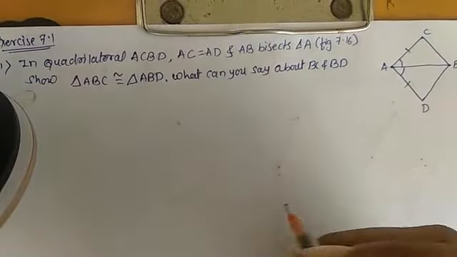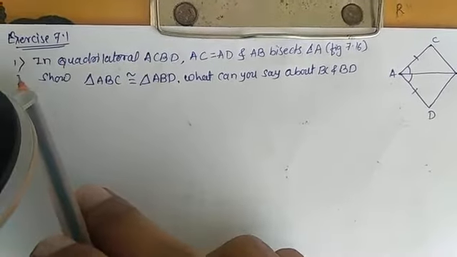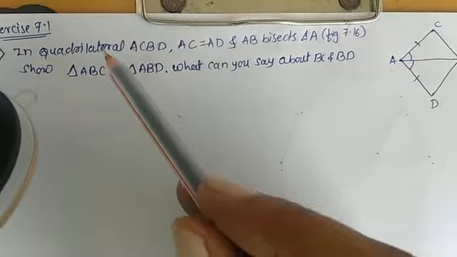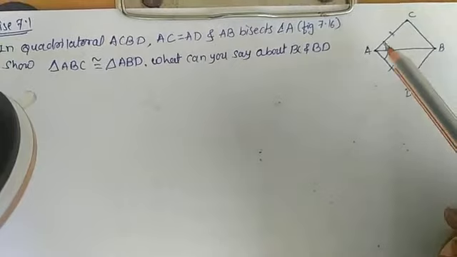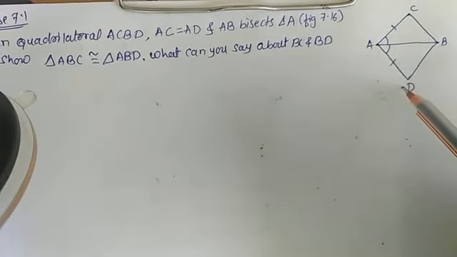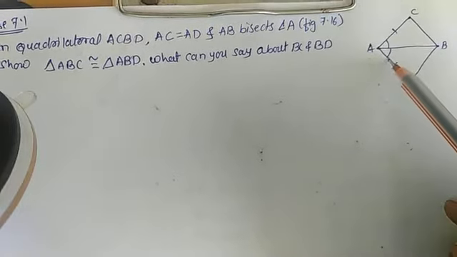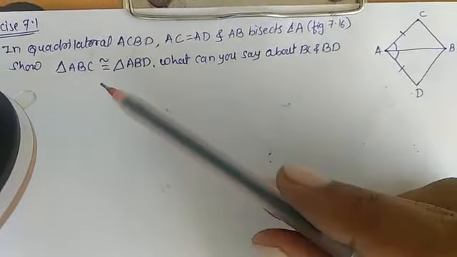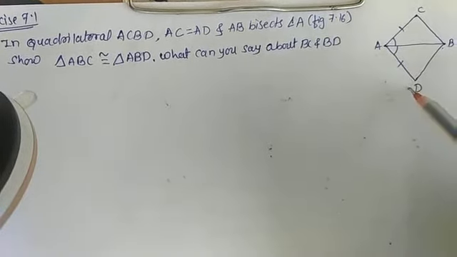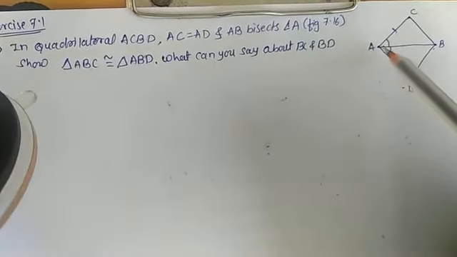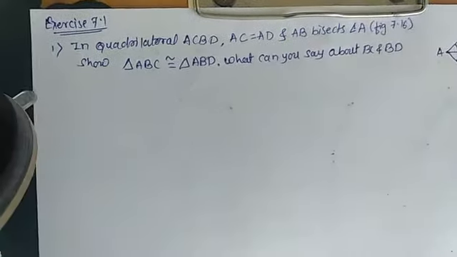Now here, in exercise 7.1, example number first, it is given that in a quadrilateral ACBD, AC is equal to AD, and AB is a bisector of angle A, that means it divides angle A into two equal parts. We have to show that triangle ABC is congruent to triangle ABD. And what can you say about BC and BD? This is the question which we have asked here.